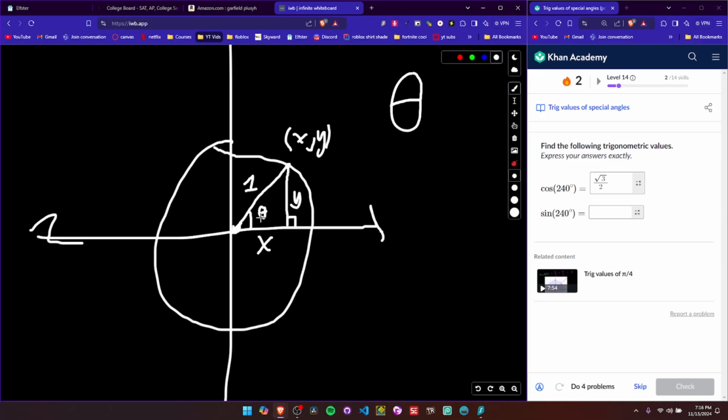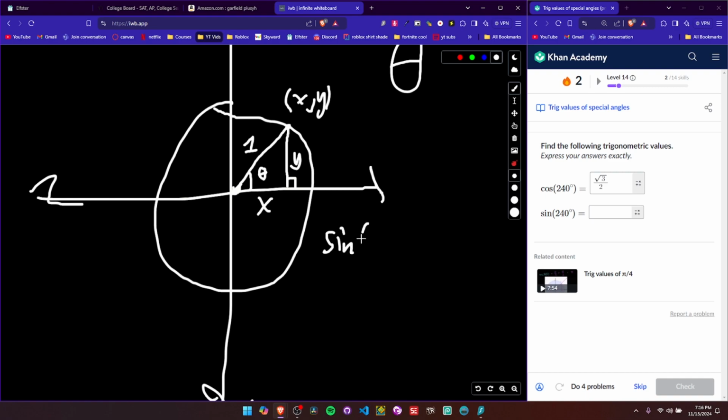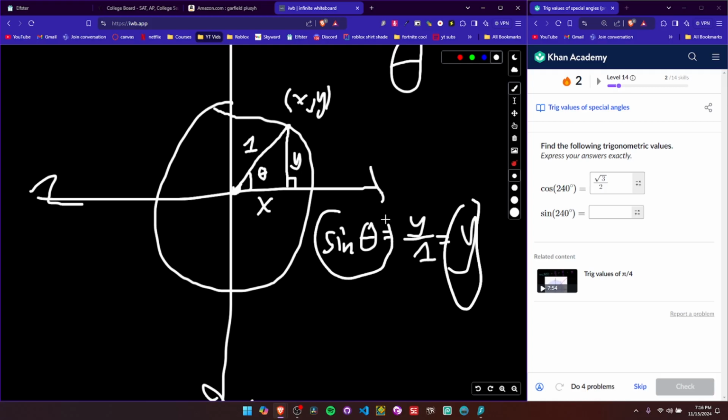So if we take the sine of theta, that's going to be opposite divided by hypotenuse. So sine of theta is going to be the opposite, which is y, over the hypotenuse, which is 1. And what is something divided by 1? That's something, which is y. So sine of theta is equal to y. So basically, we can replace this y with sine of theta, because they're both equal to each other, right?